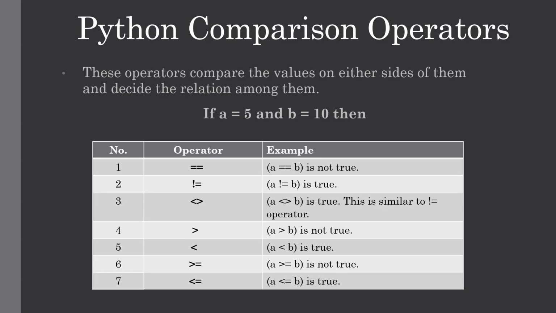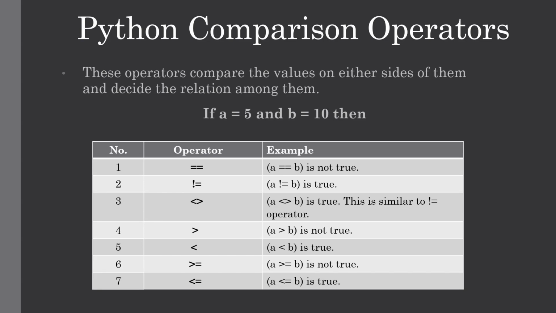Comparison operators compare the values on either side of them and decide the relation among them. They are also called relational operators. In this example, let's consider a is equal to 5 and b is equal to 10. The first operator is the equal to operator. As a is not equal to b, this will not be true. The equal to operator condition becomes true when the values of two operands are equal.